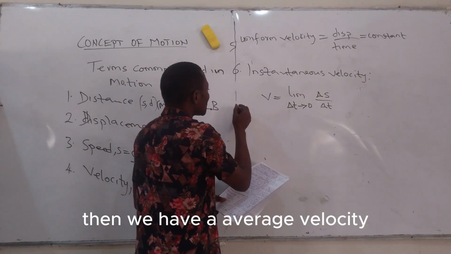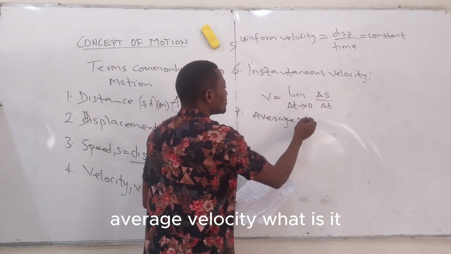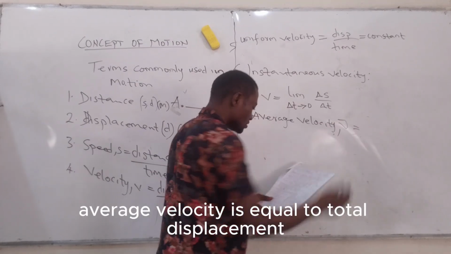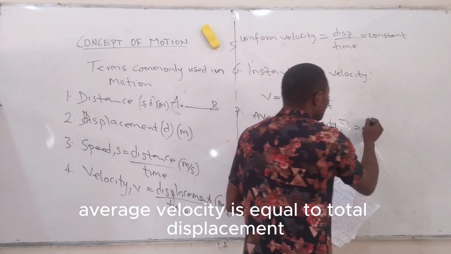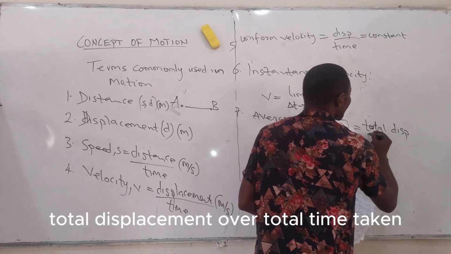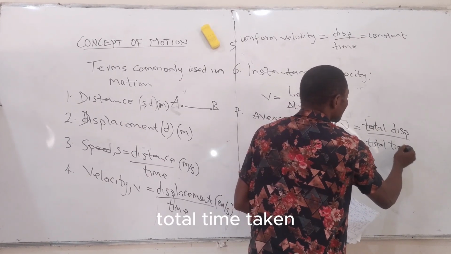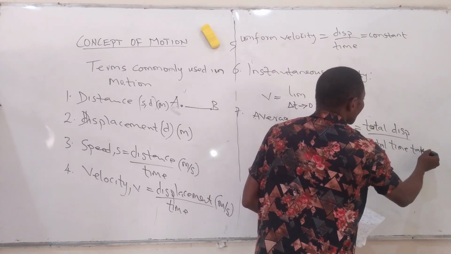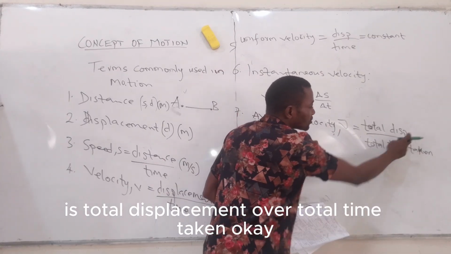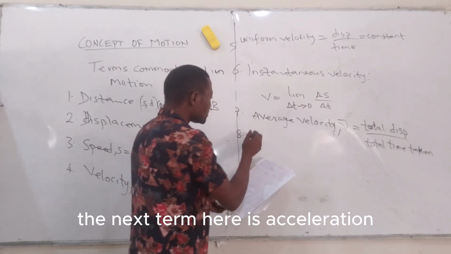Okay, then we have average velocity. Average velocity, what is it all about? Average velocity is equal to total displacement over total time taken. So average velocity, represented with this symbol, is total displacement over total time taken. Okay, the next term here is acceleration.